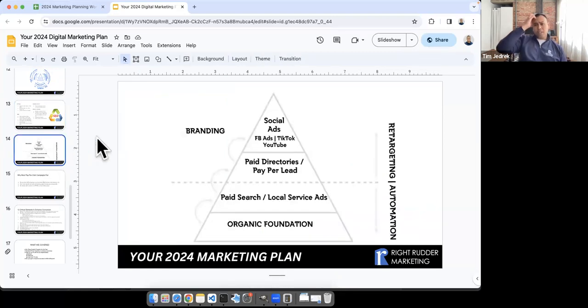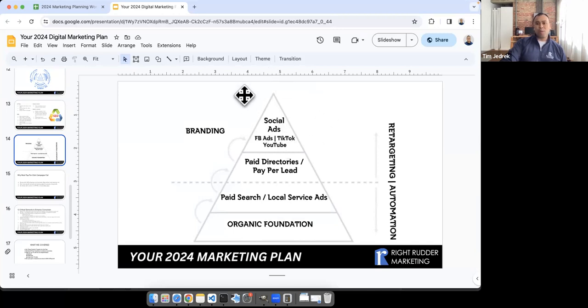This right here is the kind of plan, your branding. If you don't have a place to start, you start with your organic foundation. That's your website and your SEO. From there, you go up the triangle as far as how much spend you have on marketing. The next one would be your paid search: Google Ads, paid directories, pay per lead. And then finally, you go into this Facebook, TikTok stuff.